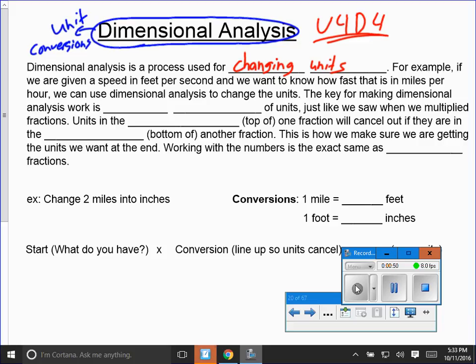The way this works is actually the same kind of process we used when we were multiplying fractions. That's called cross cancellation. This time instead of cross canceling factors, we're actually cross canceling units to change our units. So just like we had factors in the top of one fraction, it cancels that out with factors in the bottom of another fraction. Here we do the same thing with units. So we have units in the numerator of one fraction. We can cancel those out if they're in the denominator of the other fraction.